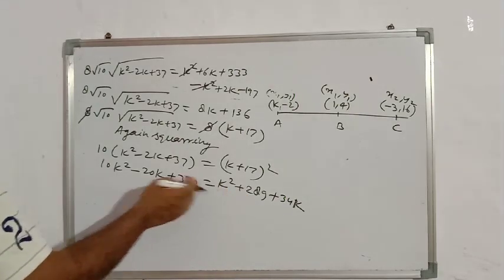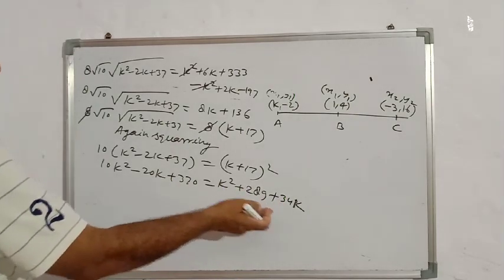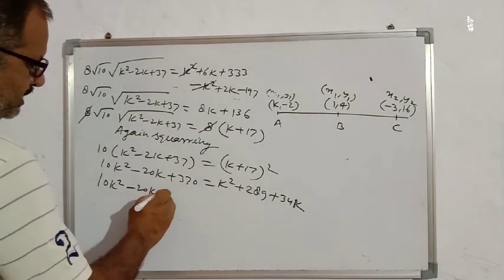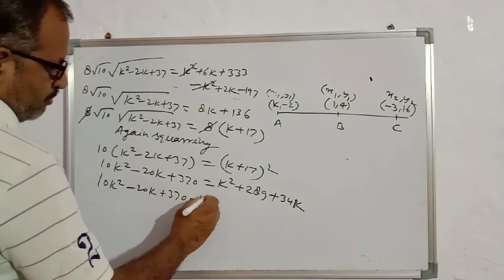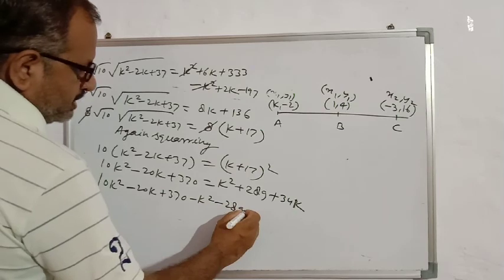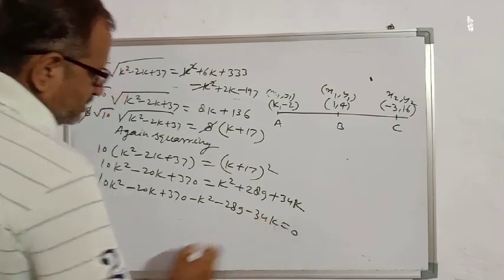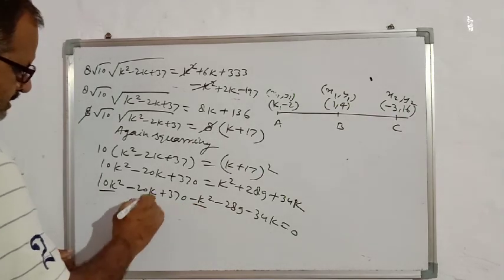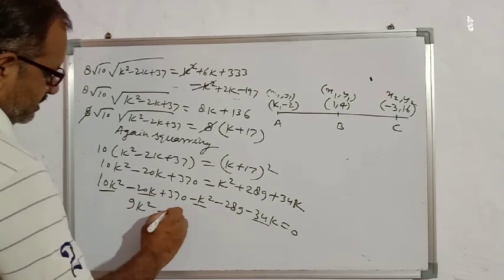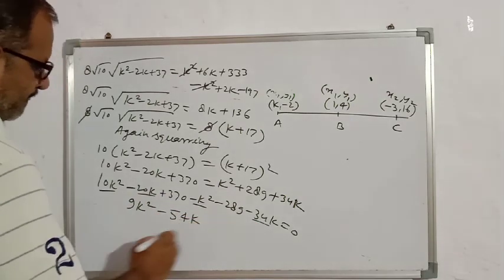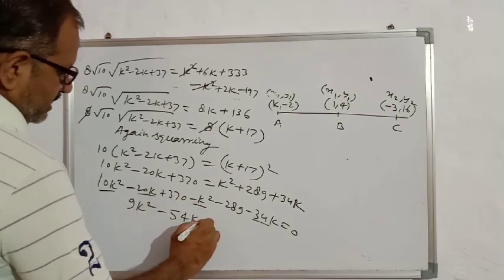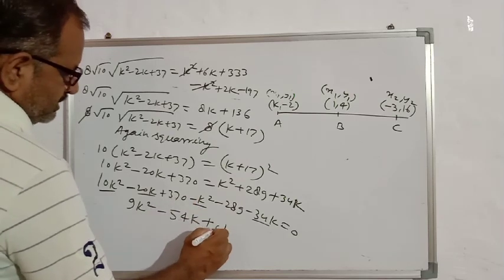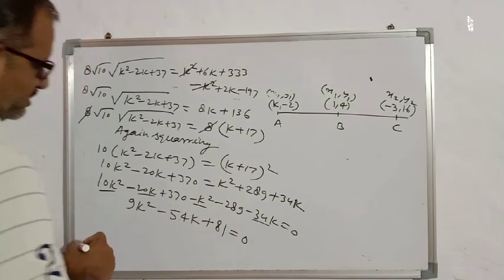Transpose k square, 34k and 289 to the left side. 10k square minus 20k plus 370 minus k square minus 289 minus 34k equals 0. 10k square minus k square is 9k square, minus 20k minus 34k is minus 54k, 370 minus 289 is 81, equal to 0.